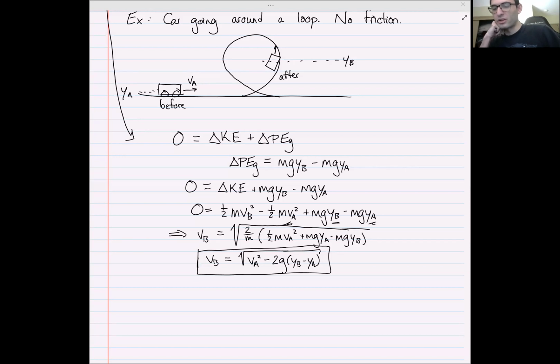Y final is the point that it's going through the loop. Yeah, yB is the height. We just chose a certain height that we were interested in the speed at. It was just a choice. We could have chosen any other yB. It's just that was the one that we were interested in.